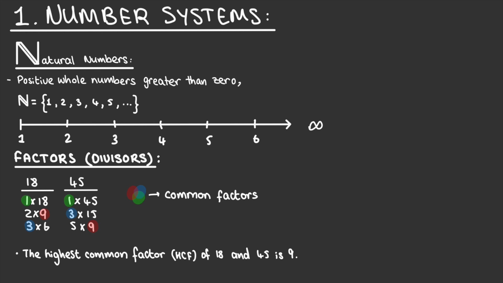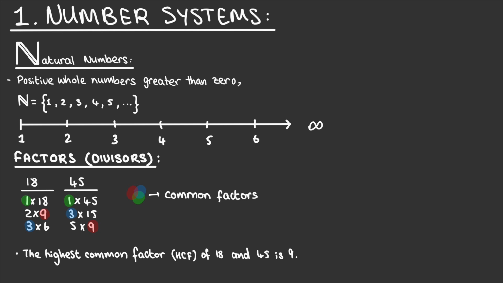A factor is a number that divides another number with no remainder. So you can see if you divided 18 by 1, you would get 18. If you divided 18 by 2, you would get 9. And if you divided 18 by 3, you would get 6. Some numbers have common factors, which are just factors that are common to both numbers. So for example, 18 and 45 have the common factors 1, 3, and 9, because they can all be divided into 18 and 45, leaving no remainder. The highest common factor of 18 and 45 is 9, since 9 is the largest whole number which can be divided into 18 and 45, leaving no remainder.